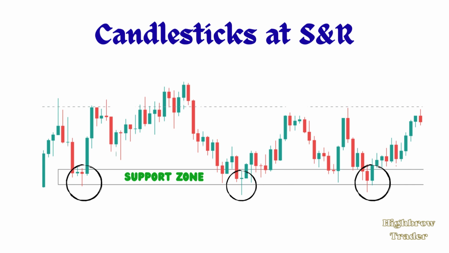Candlestick signals add powerful confirmation to support and resistance levels. Look for hammers, pin bars, engulfing patterns, or dojis at key zones. These patterns show rejection or strength from the level. They help you decide whether to enter or stay out. The chart shows examples of candlestick patterns forming at key support and resistance areas.